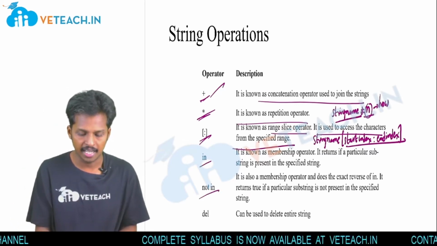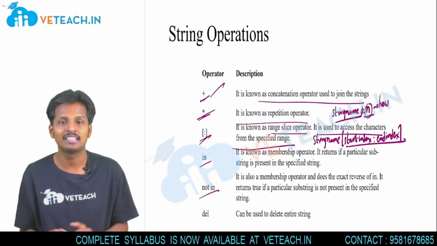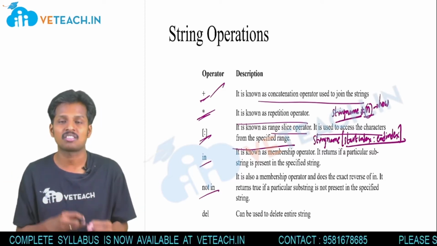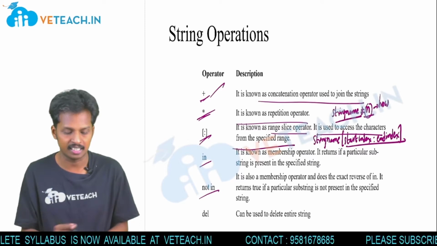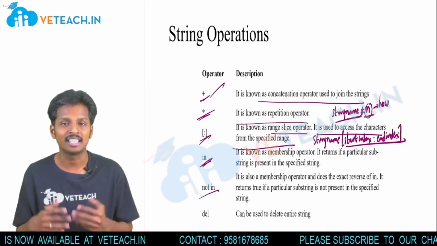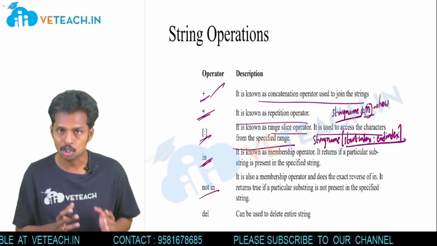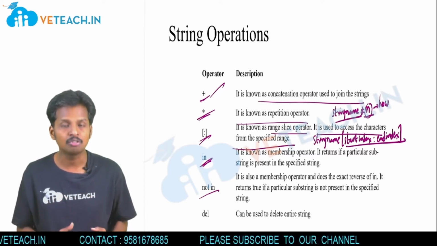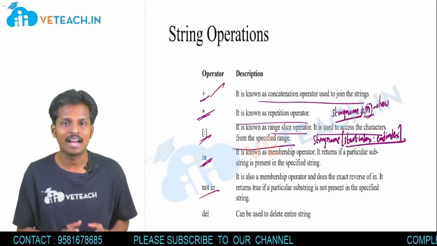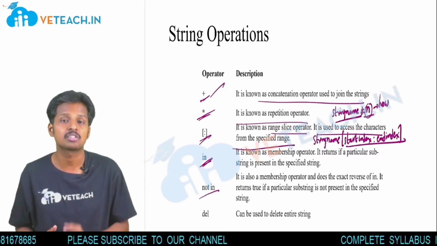Next, the in operator and not in. These two operators are known as membership operators, which are used to check whether a substring or a character is present in the original string or not. They return either true or false. The in operator returns true if the value I want to check is present inside the string. It returns false if the value is not present.